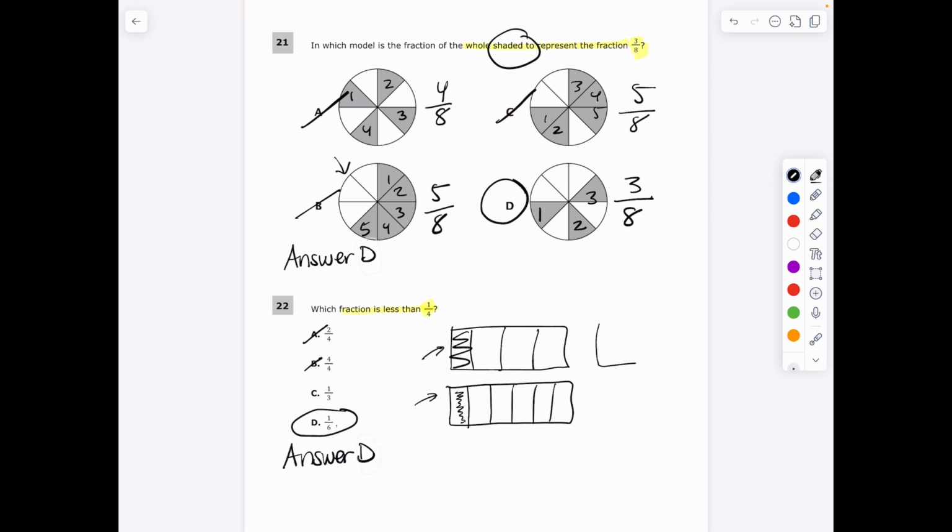Now, if I just shared it with 3 people, my piece would be bigger. So the smaller the denominator, when my numerators are the same, the bigger my pieces, which is why, again, D is the correct answer. Hit pause and make any corrections in your work.